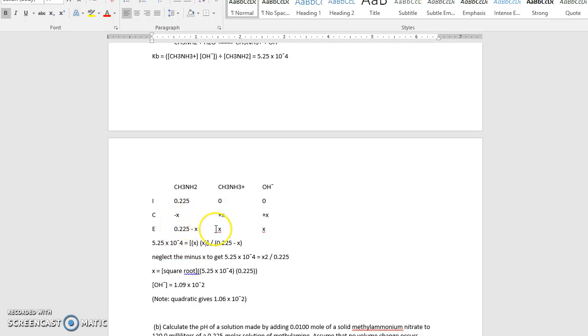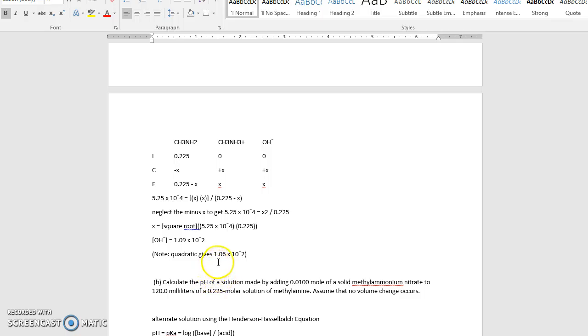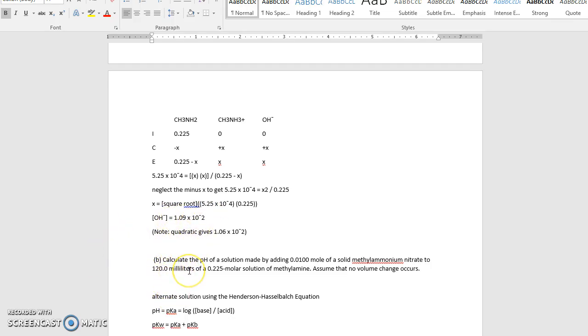And then once an ICE box is performed, you can plug those values into your expression and then neglect x, which does work out to be less than 5% error eventually. You can work it out therefore and set it x squared over 0.225, which is easier to work with, and then square root of 5.25 times 10 to the negative 4 times 0.225, and that would give you an OH concentration of 1.09 times 10 to the negative 2. And then without neglecting x, it would be 1.06 times 10 to the negative 2, which would be your answer there. Either of these are acceptable on the AP exam.